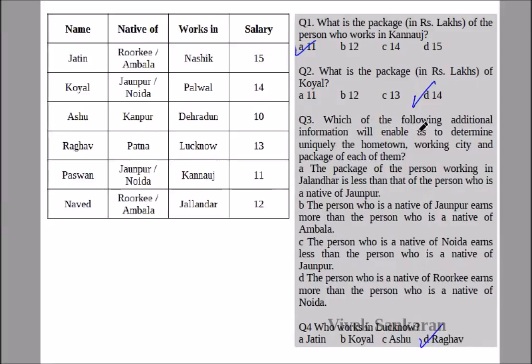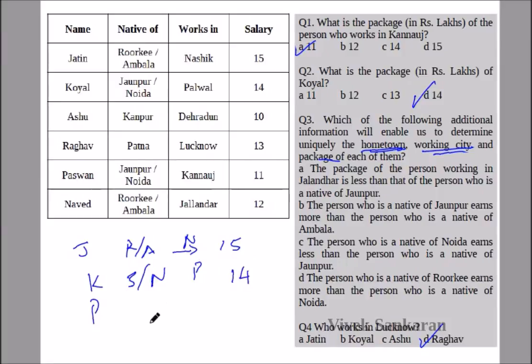Okay. Third one says, which of the following additional information will enable us to determine uniquely the hometown, working city and package of each of them? Basically I need to resolve this ambiguity with this additional information. Let's see. So I know Jatin is Roorkee or Ambala, works in Nasik, earns 15 lakhs. Koyal is Jaunpur or Noida, works in Palwal, earns 14 lakhs. Paswan is Jaunpur or Noida, works in Kannauj, 11 lakhs. And Naved is Roorkee or Ambala, works in Jalandhar, 12 lakhs. Okay.